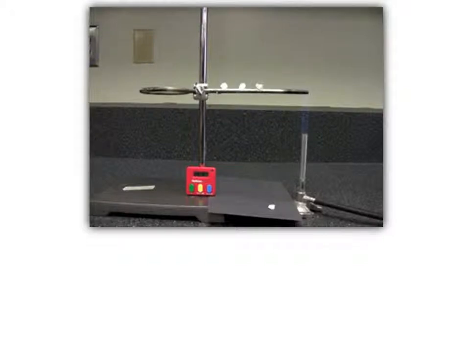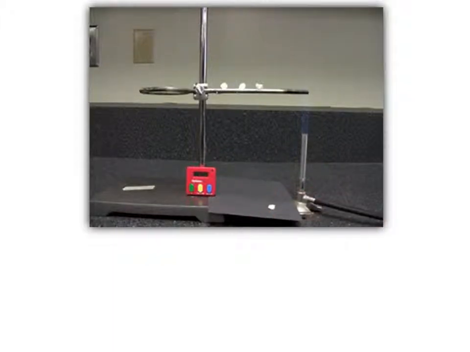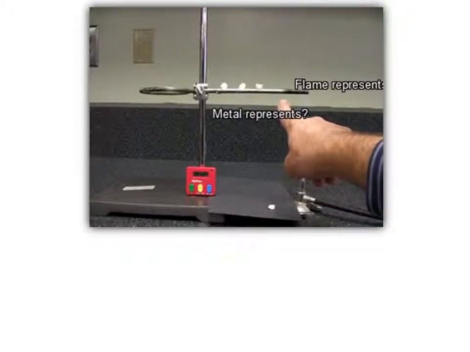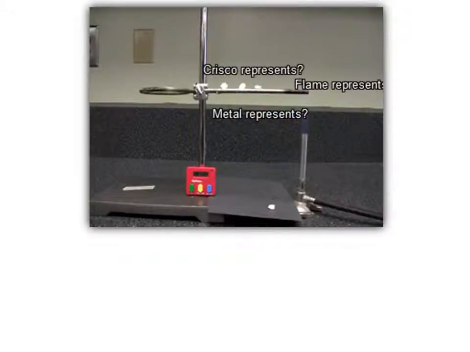So how do components of this lab mimic, or how are they a metaphor for, the Earth and the Earth's atmosphere when it comes to the question, how does the air get warm? How does the air get warm on the Earth? And this lab should illustrate three aspects of that process. So think in your mind, even though these things are not visually the same, what does the Bunsen burner represent? What does the metal represent? And what does the Crisco represent? Okay, at 1 minute and 17 seconds, blob number 2 dropped.